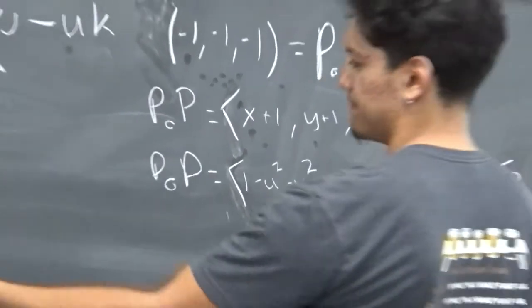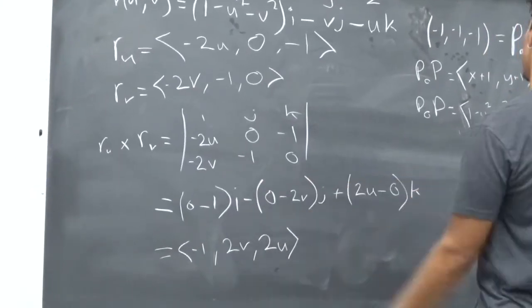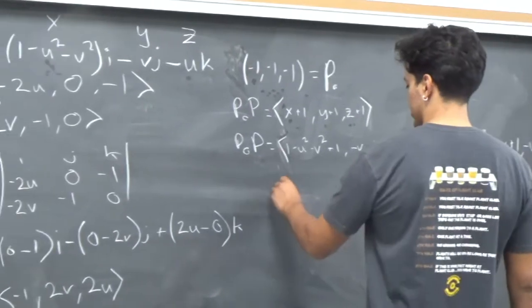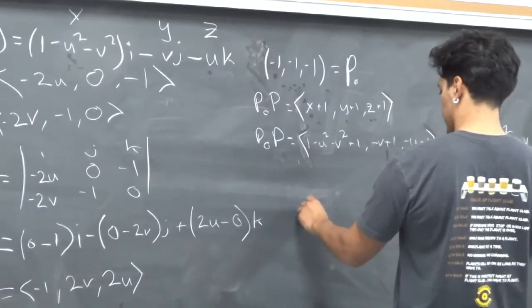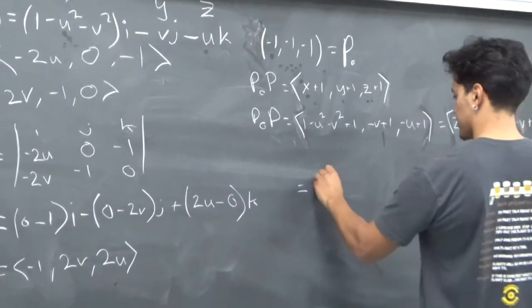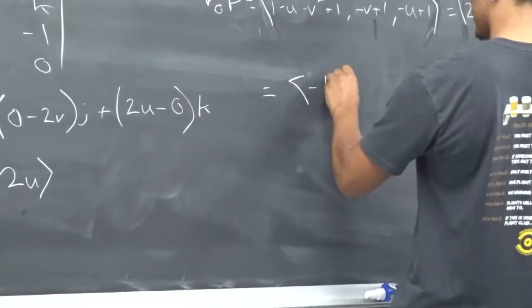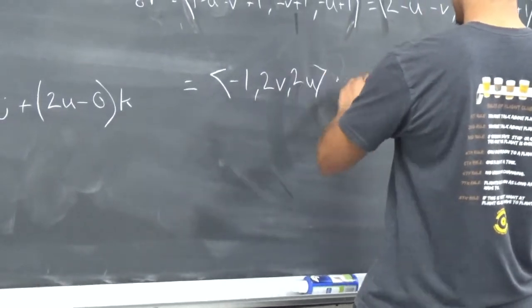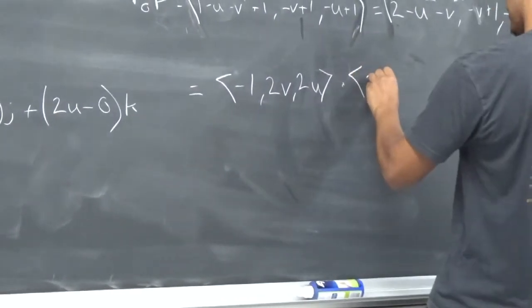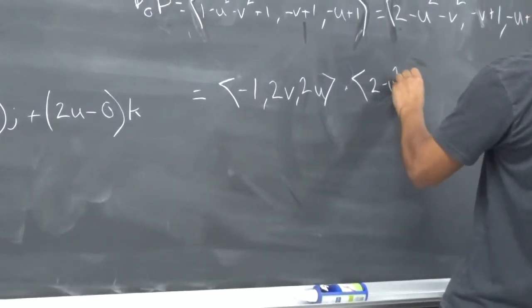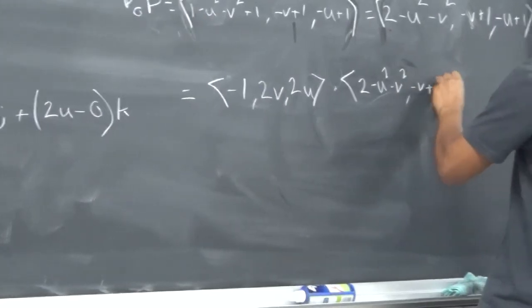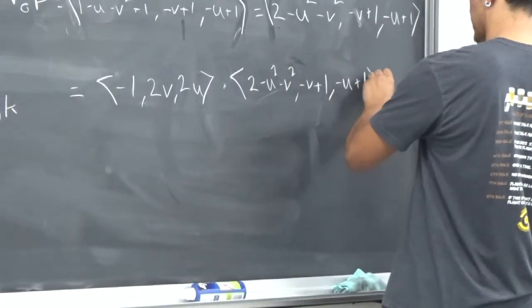So then we're going to do the dot product of our cross product of our u, our v, to what we just calculated here for our position vector. So it's going to be, we'll do it down here. It's going to be -1, 2v, 2u dotted with 2 minus u squared minus v squared, and then minus v plus 1, minus u plus 1.